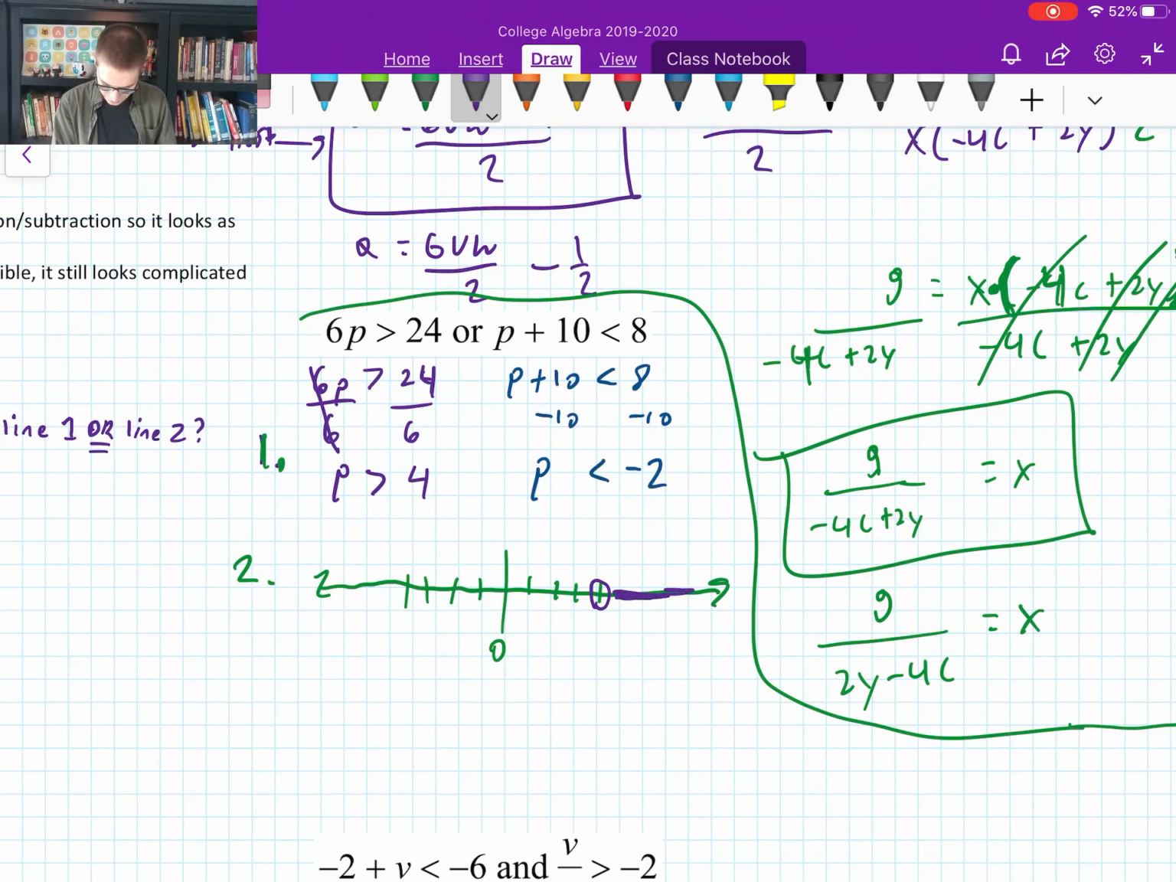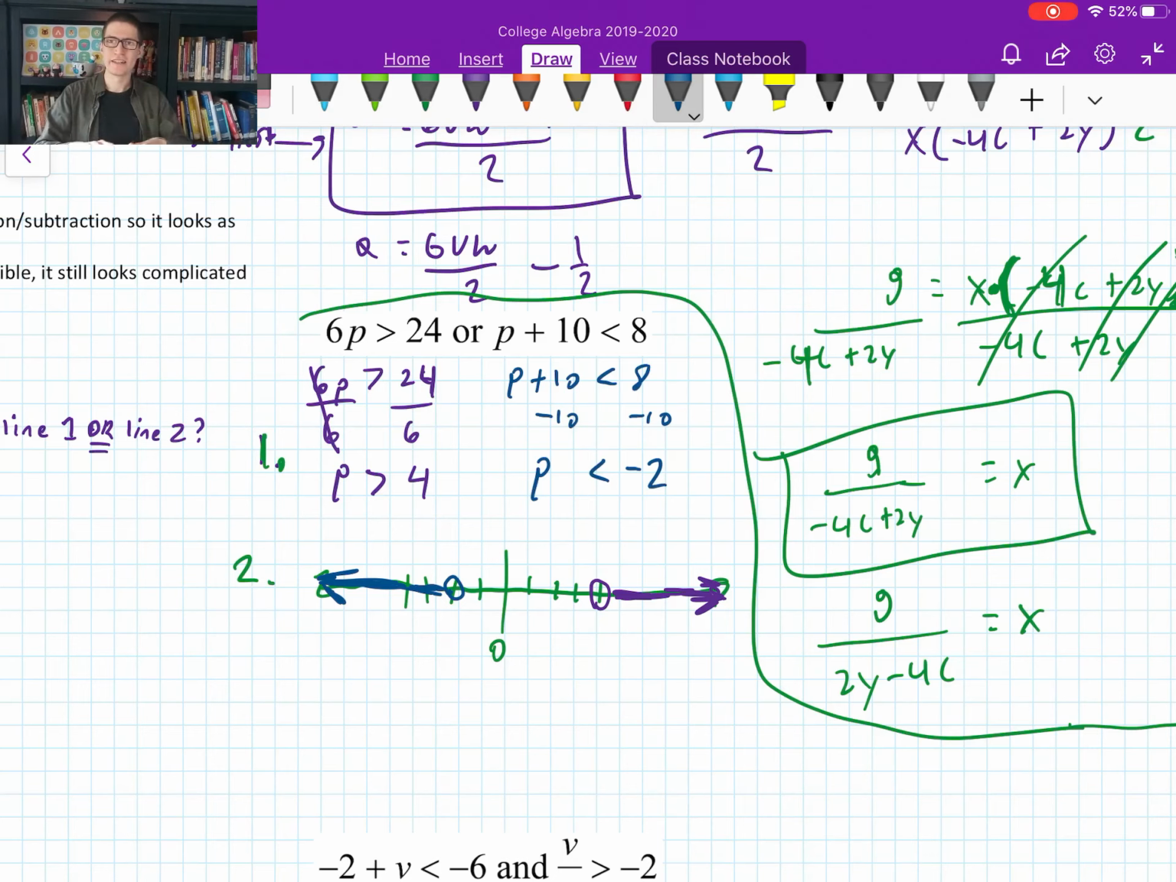Okay, and then p is less than negative 2. So we'll start with an open circle at negative 2. And p is all the numbers that are less than negative 2. If I want to find numbers that are smaller than negative 2, I'll go to the left. So left this way, just like that. Great. All right, so here's what I've got.